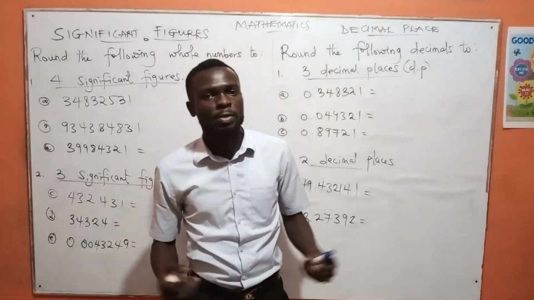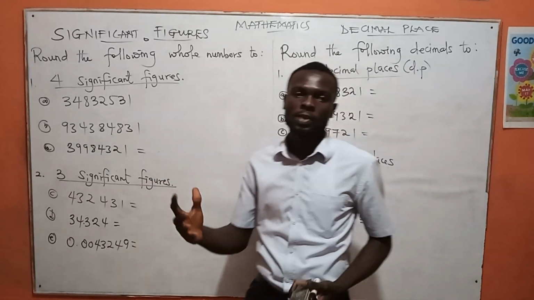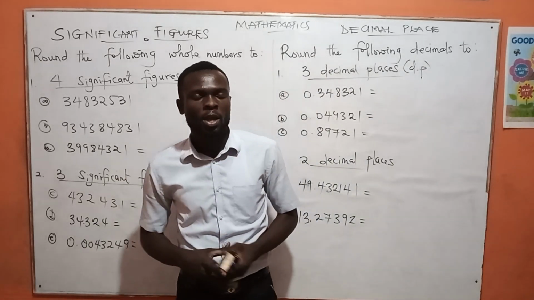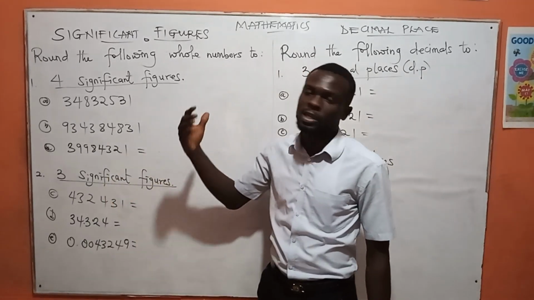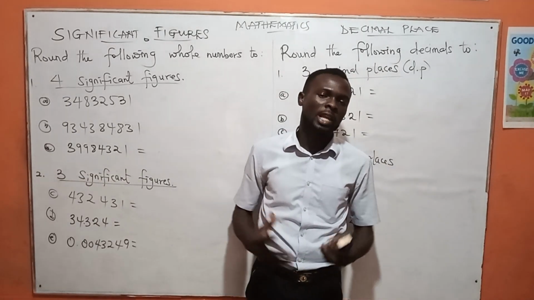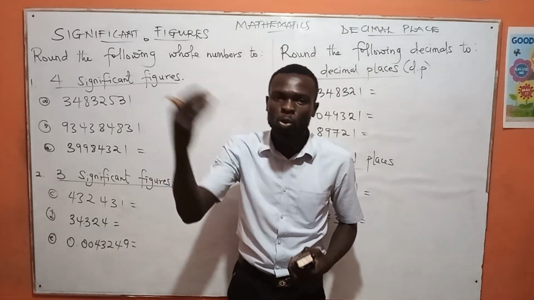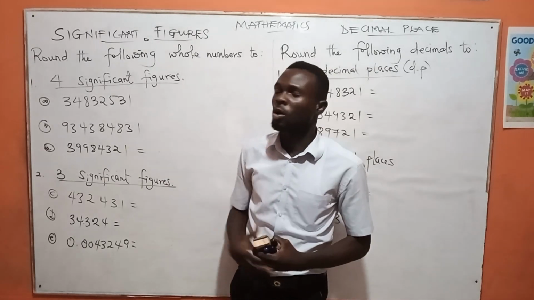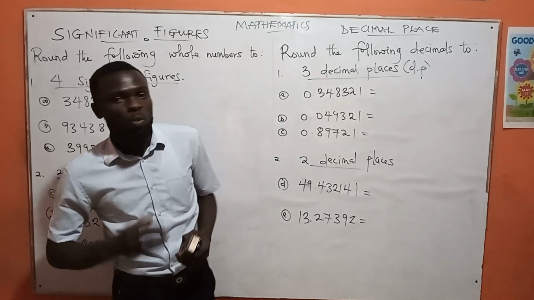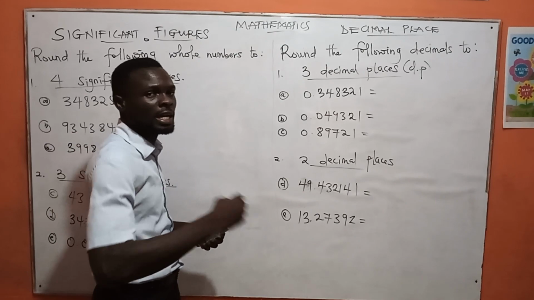Today, we want to start with a basic 9 lesson, which is rounding of numbers to a significant figures and to a given decimal place. We've looked at the significant figures in our previous videos. So for more understanding, we will encourage all subscribers and viewers to follow and get the basics of significant figures and decimal place.